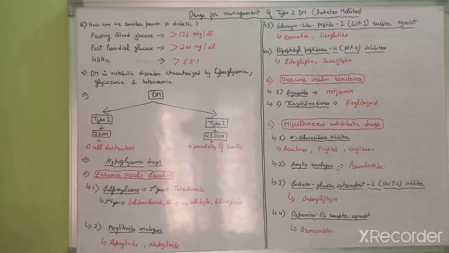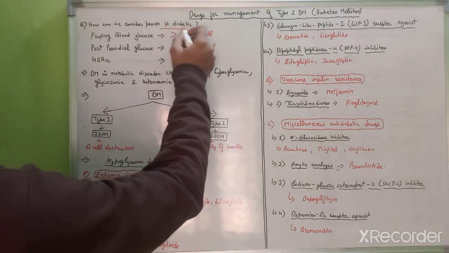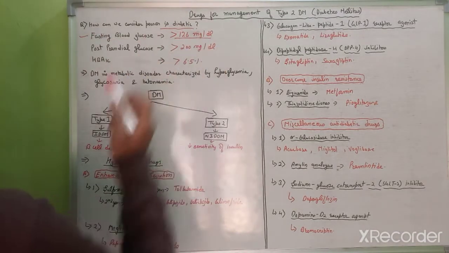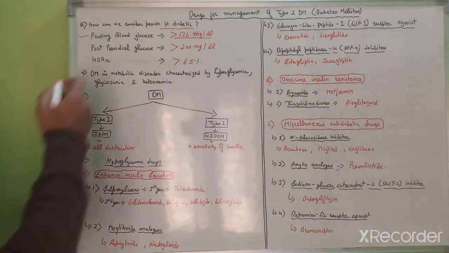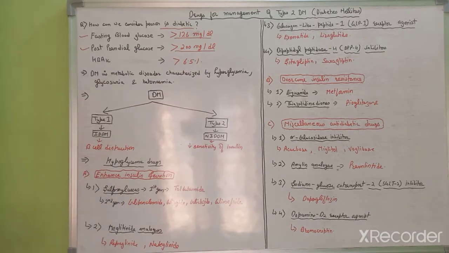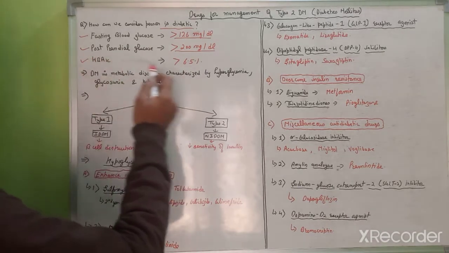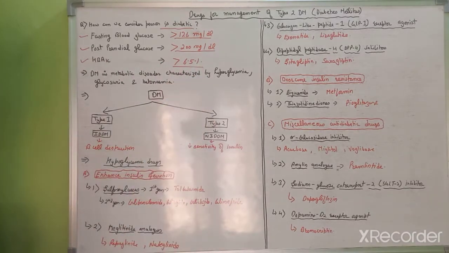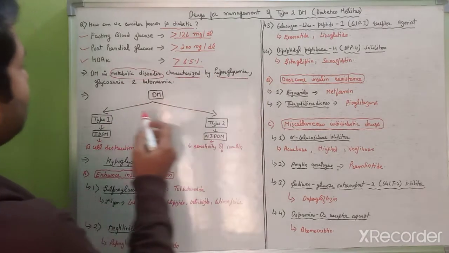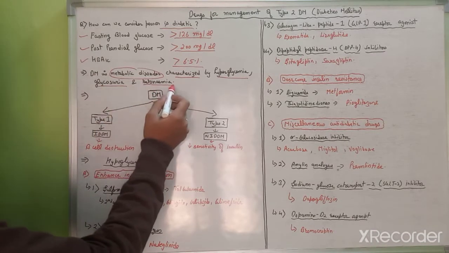So, let's get started. How can we consider a person is diabetic? If the fasting blood glucose level exceeds 126 mg per deciliter, and the postprandial glucose level exceeds 200 mg per deciliter, and the HbA1c level exceeds 6.5%, then we consider that the person is diabetic. Diabetes mellitus is a metabolic disorder characterized by hyperglycemia, glycosuria, and ketonemia.